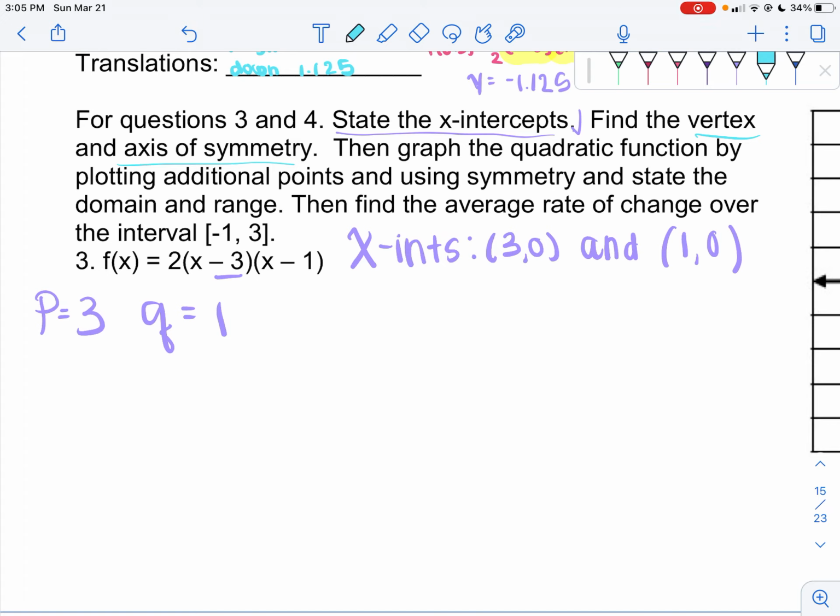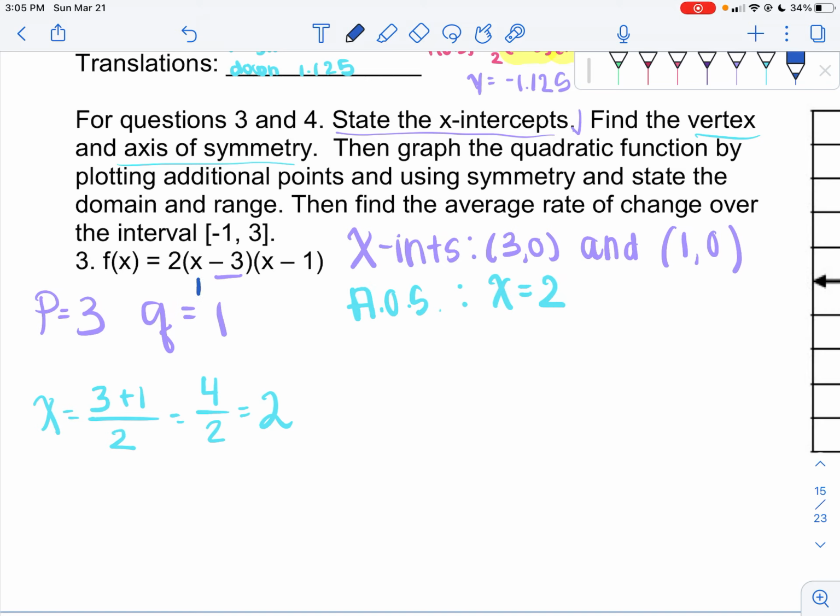So starting with the x value of the vertex, we're going to take 3 plus 1 divided by 2. So 4 divided by 2 gives us 2. So that already gives us our axis of symmetry. We know it is x equals 2, since the x value of the vertex tells us where that axis of symmetry is.